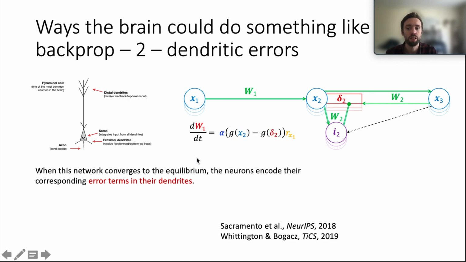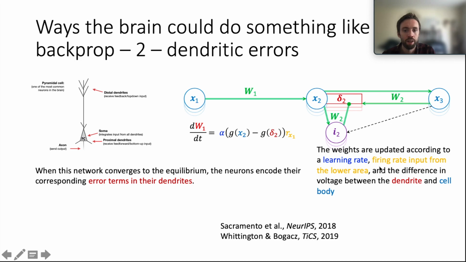And the learning rule is as follows. Say we want to learn this weight W1 from the lower layer into this middle layer. Well, we update that according to a learning rate, and it also depends on firing rate input from the lower area and a difference in the voltage between 2 compartments of the pyramidal cell, which we can call here, for example, the dendrite and the cell body.